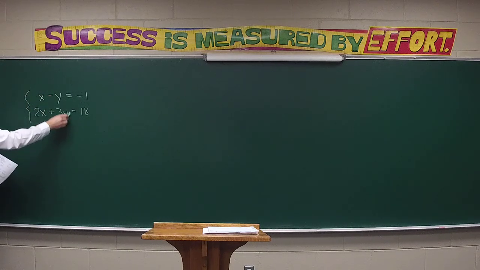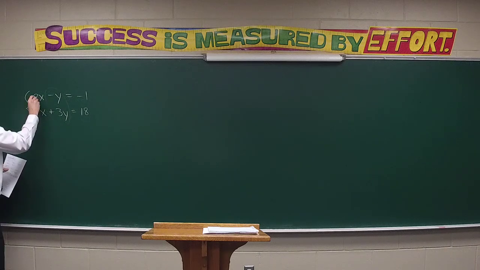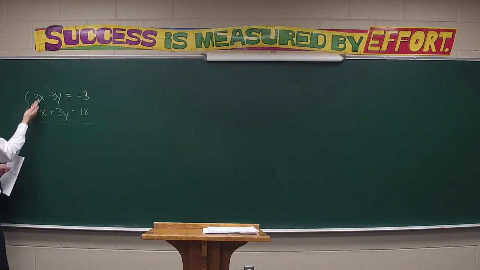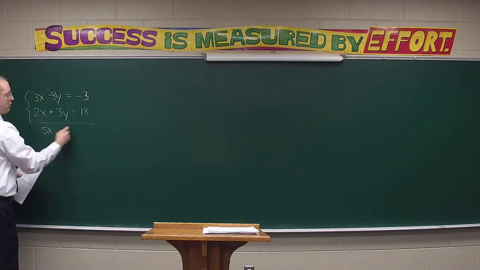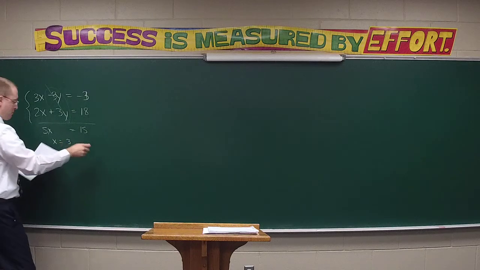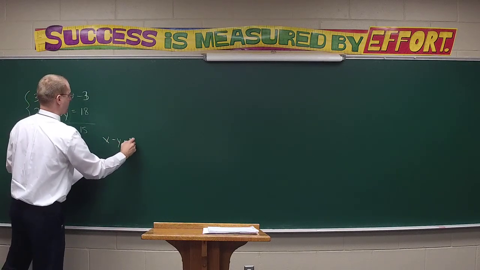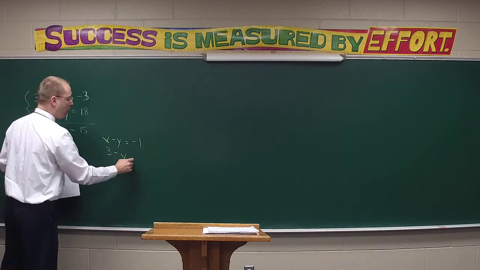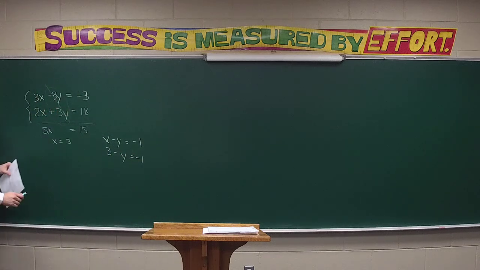All right, in this case, I already see them lined up. And for me, it'd be super easy just to multiply the top by a 3. 3x, 3y, and 3, which would allow the y's to cancel, giving me 5x equals 15, so x equals 3. If I go back to the original x minus y equals -1, and I plug in the 3, 3 minus what equals -1?